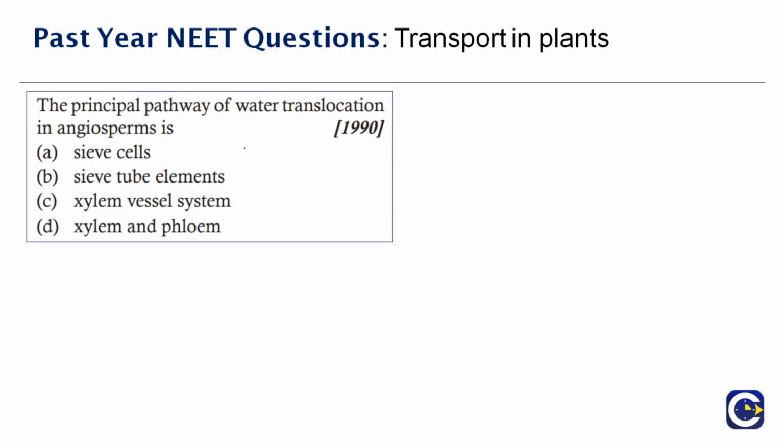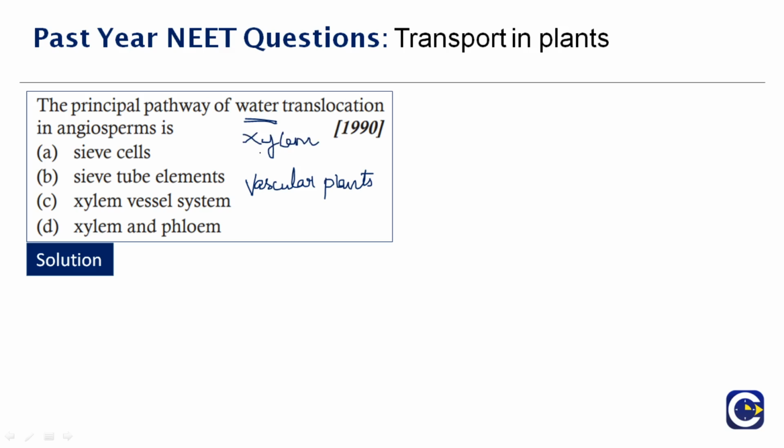Next question. The principal pathway of water translocation in angiosperms is dash. Now angiosperms are the ones which have a vascular system, right? We all agree with that. Angiosperms are the vascular plants. Now I almost gave you a hint of what it is. If they are vascular plants, obviously they will have xylem and phloem. The principal pathway for water, so they have clearly mentioned it is water. So what did I say? If it is water transport, it is xylem, right?